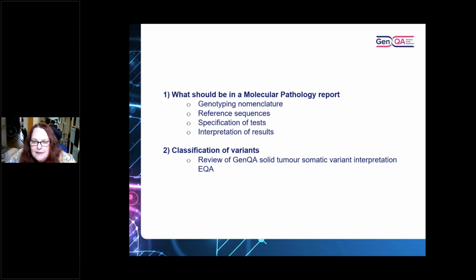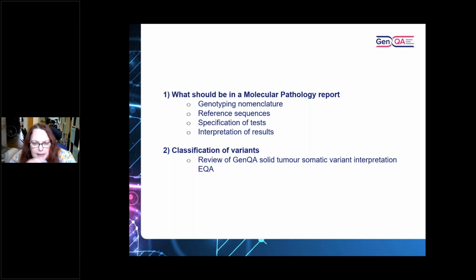You need to specify what you've tested, to work out what you might not have found because of the test you've done, because that can be really important for treating a patient. It might be that you've done a limited test, but actually the oncologist wants to see a much bigger selection of things tested for. And then some kind of interpretation of results.